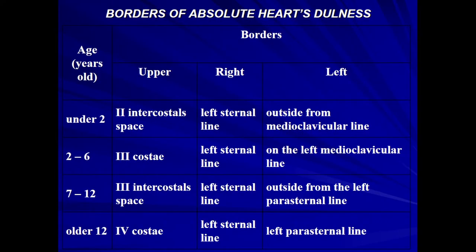The body of absolute heart dullness is also determined from the age of children. It's also on this table; you can see these parameters, and they must be used to determine normal or abnormal body of absolute heart dullness.